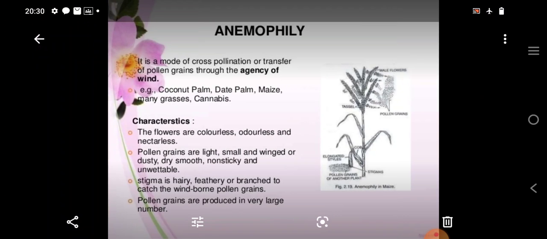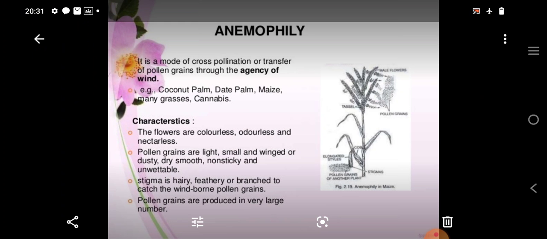Okay, first we are going to discuss wind pollination or anemophily. Since you know very well that in case of wind pollination, the wind is the major pollinating agency. So I have to say that it is a mode of cross pollination or transfer of pollen grains where the main pollinating agency is wind. And I have some examples of plants which show anemophily. Coconut palm is the first example, date palm is another example, maize is the third example, many of the grasses and Cannabis sativa. Okay, these are some examples of anemophily, or wind pollination.